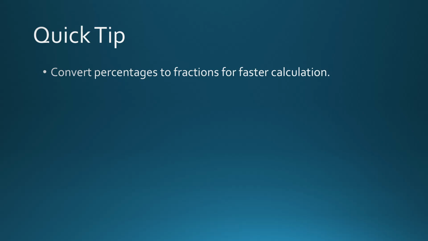Now, a quick tip, convert percentages to fractions for faster calculations. I told you 10% equals 1 by 10, 12.5% equals 1 by 8, 50% is 1 by 2, 25% is 1 by 4. These calculations you should always keep in the back of your head so that you can make your calculations fast.